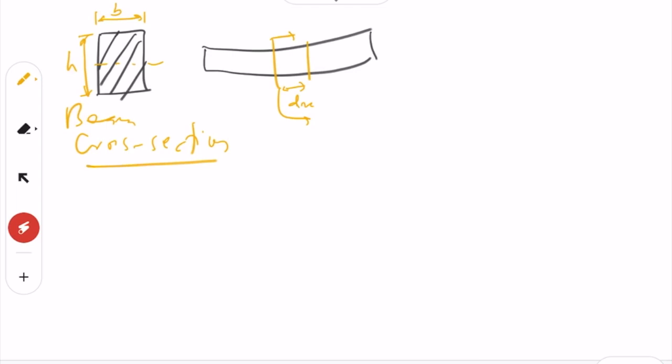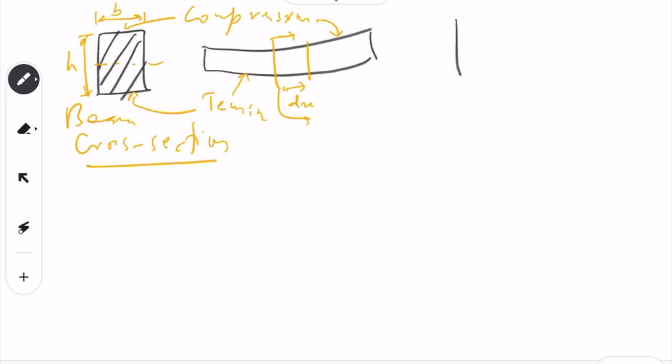If it is bent like this, then the top fiber will be under compression, and this will be under tension. So compression here and tension here. We can show it like this. So this is the compression and tension, and it is something like this.